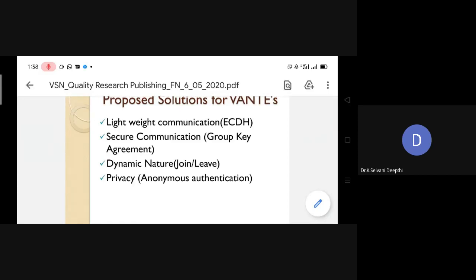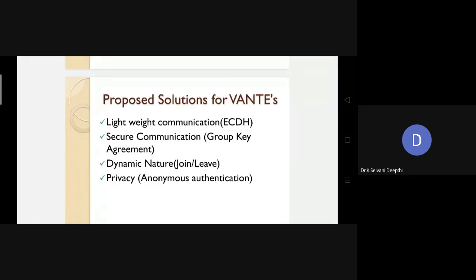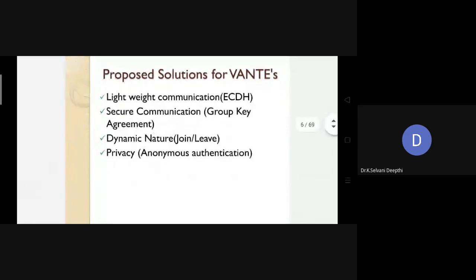I already told you about privacy. Privacy means you have to hide certain details. Who is traveling in that vehicle need not be known to another person. So that is privacy, and we have to hide it. These are the solutions provided to solve the VANET problems.